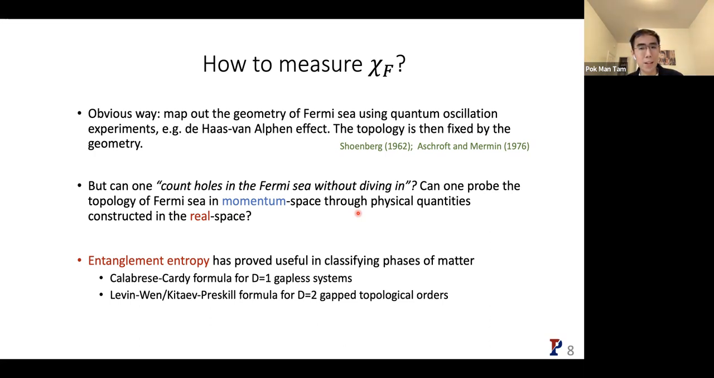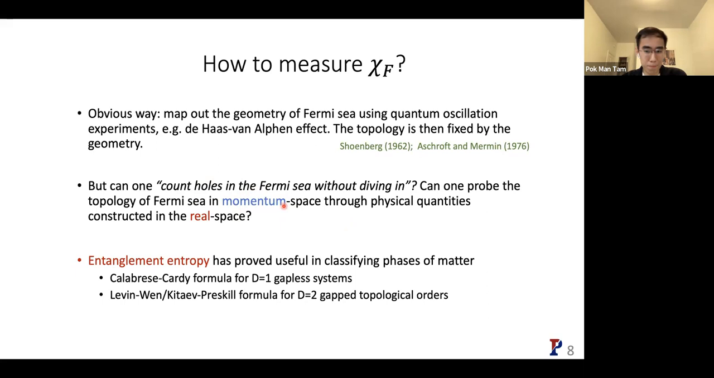What we want to do here is to come up with some physical quantities that directly capture this Euler characteristic, which may give rise to some robust experimental phenomena. So another way, as I said, to phrase this question is to count holes in the Fermi sea without diving in.